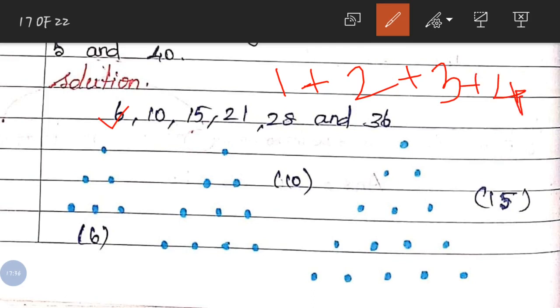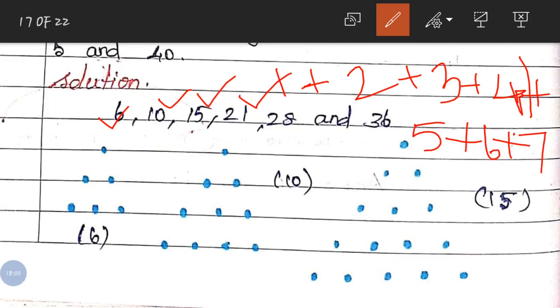Add 4 to this. We already got 6 from this, so 6 plus 4 is 10. 10 is written. Okay. Now again we have to add the next number. From here we got the value 10, so 10 plus 5 is 15. Then the next number: 15 plus 6 is 21, written. Then 21 plus 7 is 28, written.